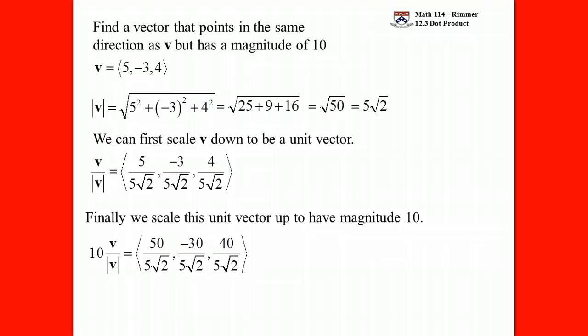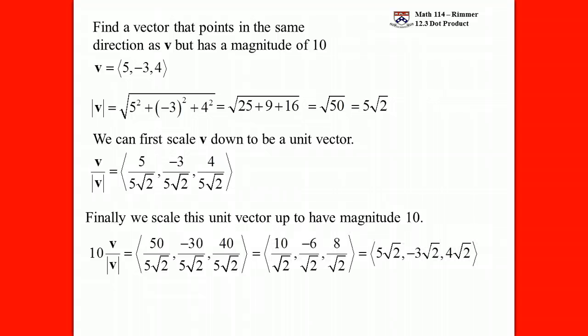And so we'll have 50 over 5 root 2, and negative 30 over 5 root 2, and 40 over 5 root 2. And we'll be guaranteed it points in the same direction as V, and it will be guaranteed that it has a magnitude of 10. You can go check it if you want. Okay. And we can reduce and rationalize all together. And it would look like this: 5 root 2, negative 3 root 2, and 4 root 2.